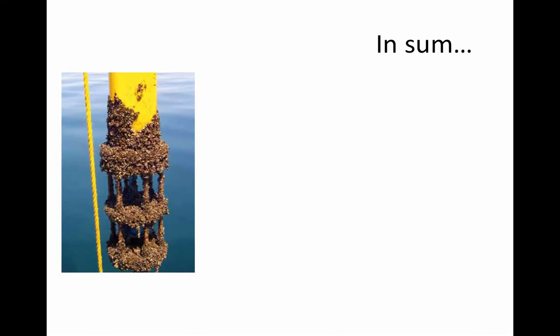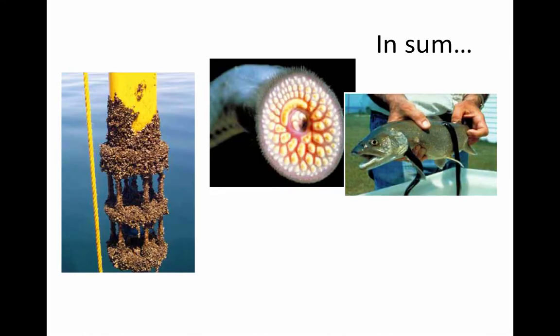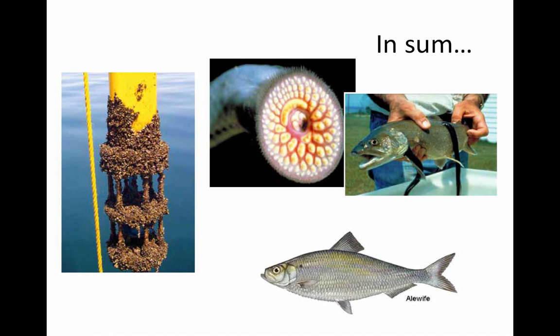So in sum, we've looked at 3 invasive species so far: the zebra mussel, the sea lamprey, and the alewife. Each of these was causing problems, but each of these invasive species was dealt with by people and by government laws. A lot of these problems have been solved.